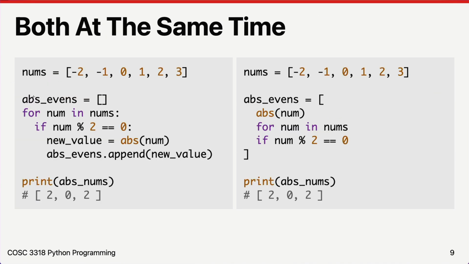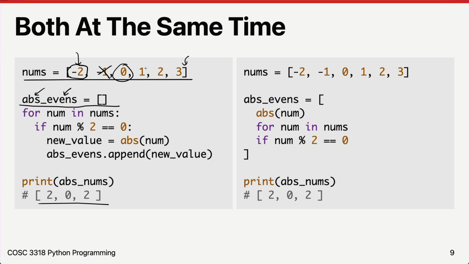So here's an example of both at the same time, both filtering and transformation. So let's go ahead and take a look. On the left-hand side here, we have our list of numbers, and it goes from -2 to +3. Then we create a new list called absolute even. So we only want even numbers, and we want their absolute value. So down here at the end, we'll have 202, because we'll take the absolute value of -2 and turn that into 2. -1 is not an even number, so we'll ignore it. 0, we'll take the absolute value of that, which is a 0.